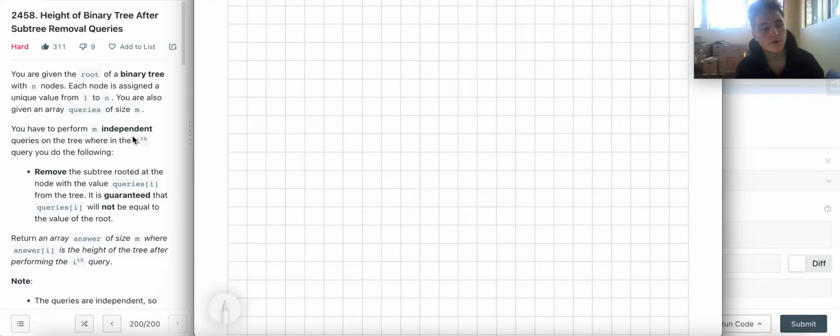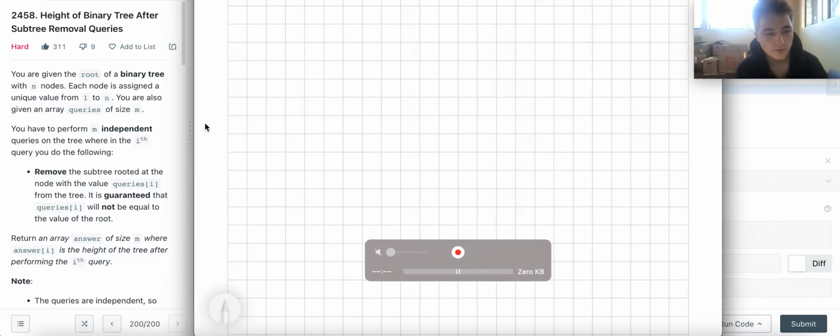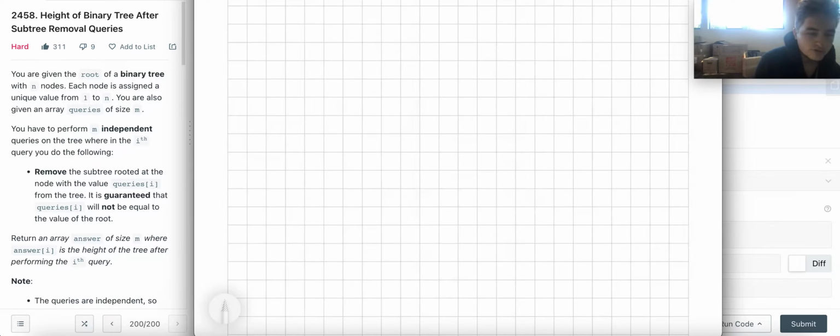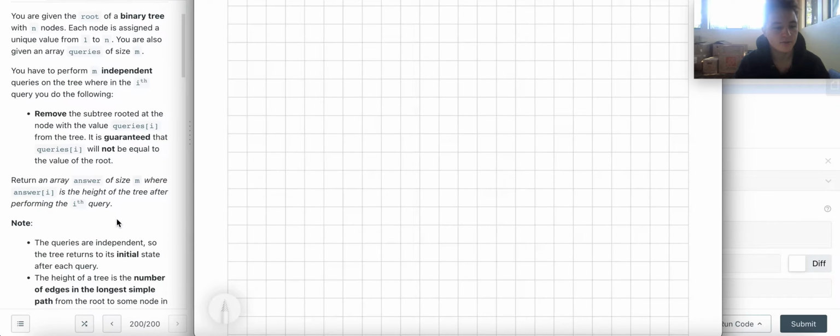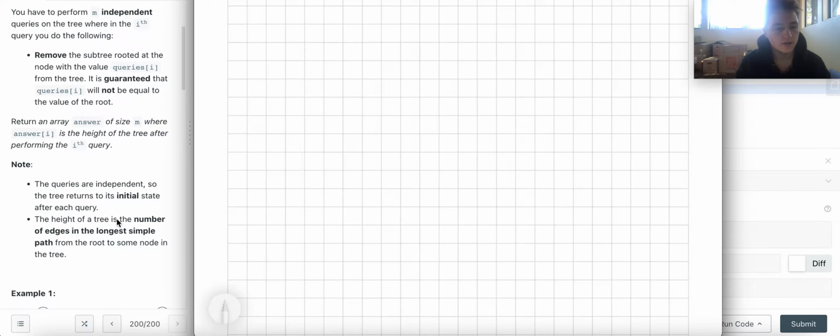You have to perform m independent queries on the tree where the ith query you do the following. Remove the subtree rooted at the node with value queries[i] from the tree. It is guaranteed that queries[i] will not be equal to the value of the root. Return an array answer of size m where answer[i] is the height of the tree after performing the ith query. Okay, the queries are independent, so the tree returns to its initial state after each query.